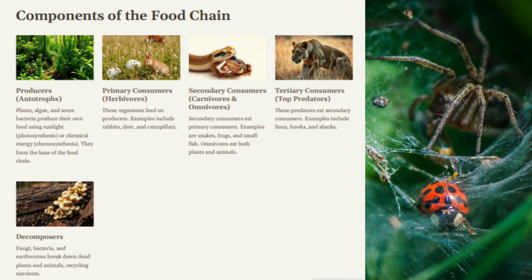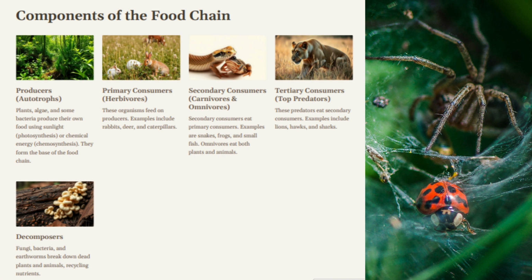So next we have the primary consumers. So we call them the herbivores. These organisms feed on producers. So examples include rabbits, deer, and caterpillars. Next we have the secondary consumers, which are the carnivores and the omnivores. So secondary consumers eat primary consumers. So for example, we have snakes, frogs, and small fish. Omnivores eat both plants and animals.